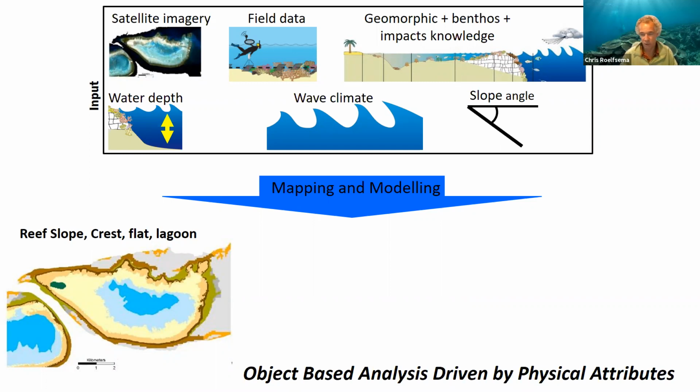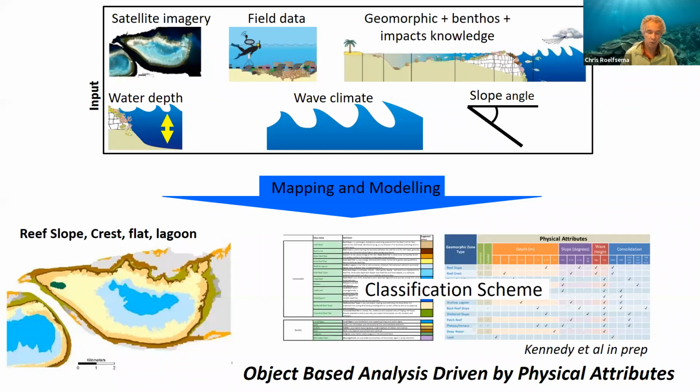So for instance, you expect next to a reef crest a slope, because that's where the reef dives into deep water. And we can use that in object-based analysis. So Emma has been working on a classification scheme that we're now implementing for our work. And that closely follows the process we've done, but also is in line to a certain extent with existing classification schemes.